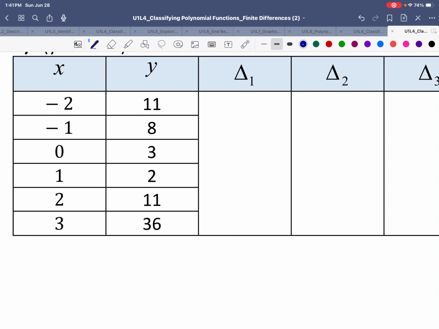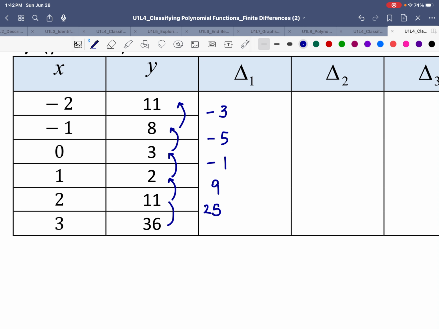So what we have in here is x values between negative 2 to positive 3. And we are going to find the first differences. We have 8 minus 11. That's negative 3. 3 minus 8 is negative 5. 2 minus 3 is negative 1. 11 minus 2 is 9. And 36 minus 11 is equal to 25.